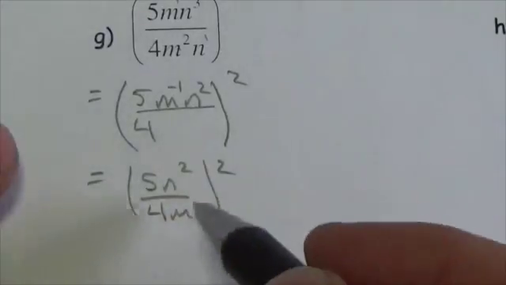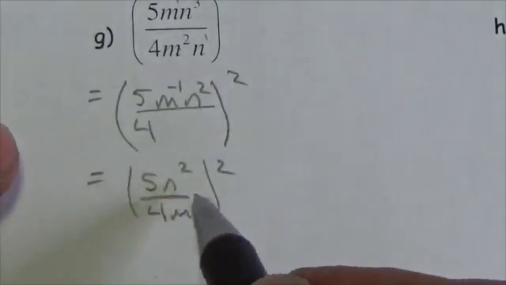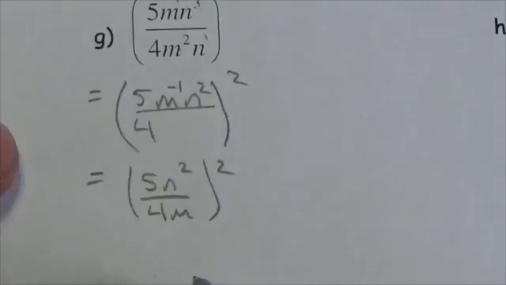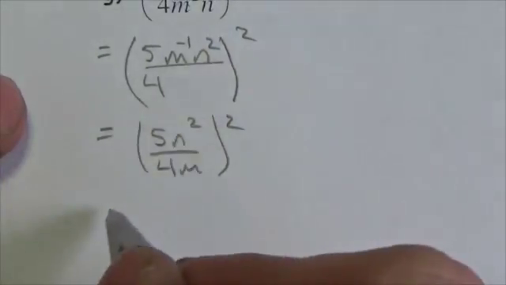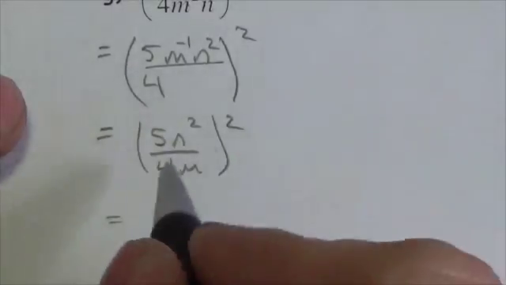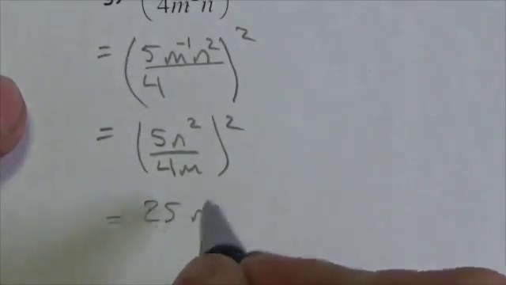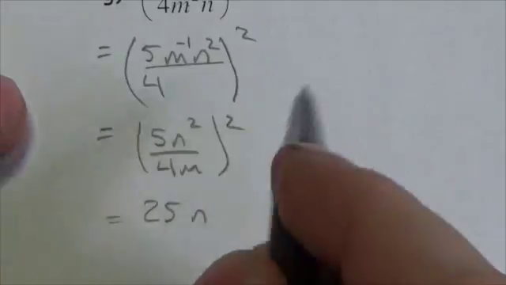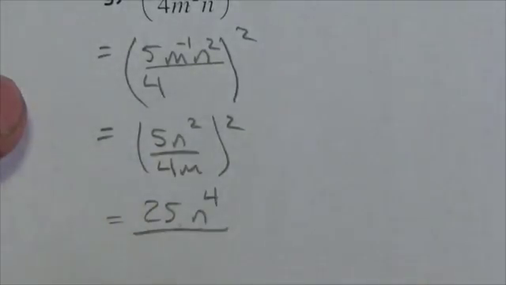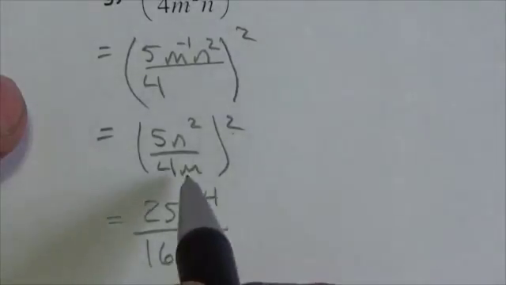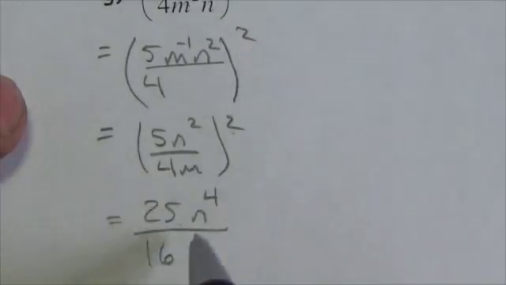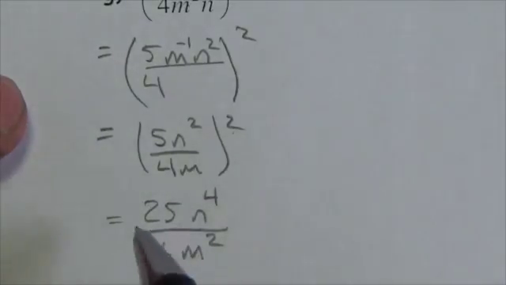Because there's no addition or subtraction here, I can distribute that square to every factor in the dividend and the divisor here. So this will become 5 squared, which is 25. n squared, which will be n to the 4. I'll just multiply the exponents together. 4 squared will be 16. And m to the 1 squared will just give me m squared. And so that's the answer that I'm looking for. 25 n to the 4 divided by 16 m squared.